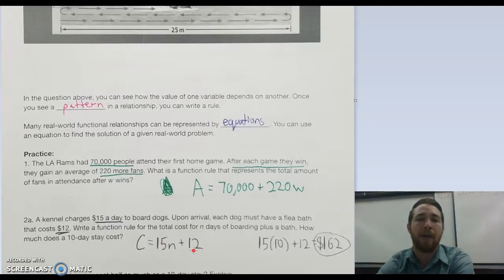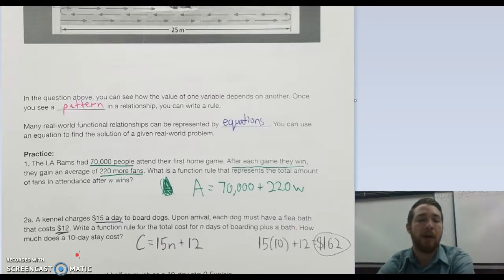But we also have that bath that we have to pay for, so that is just a flat cost of 12. Again, we don't put the n next to the 12 because you're not paying for that bath every day. We're just paying $15 a day, so 15n, and the 12 is just paid once.